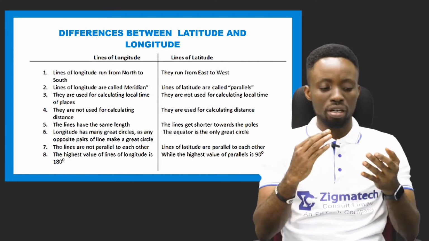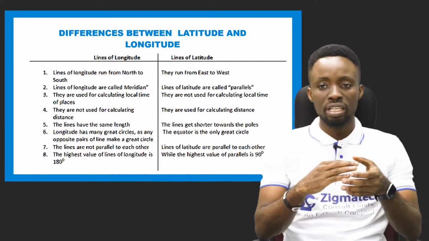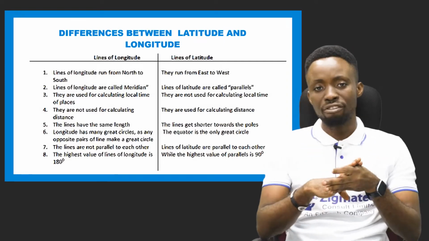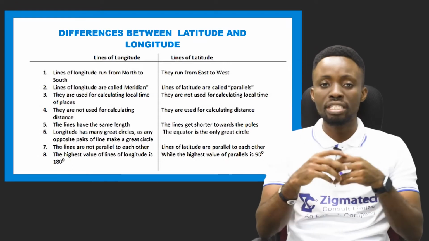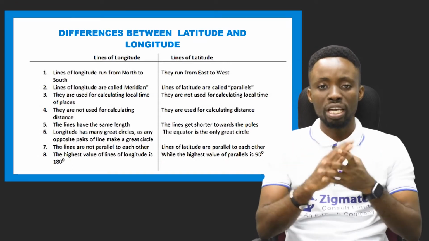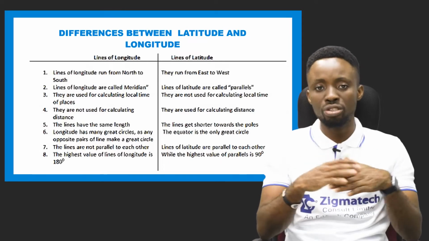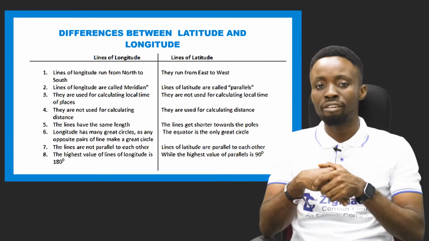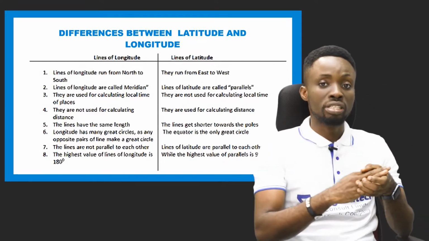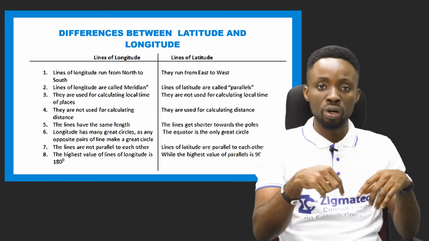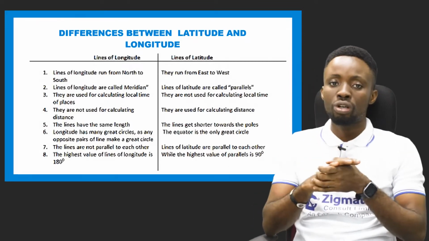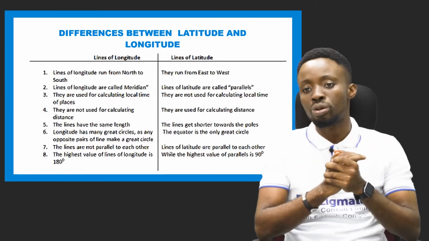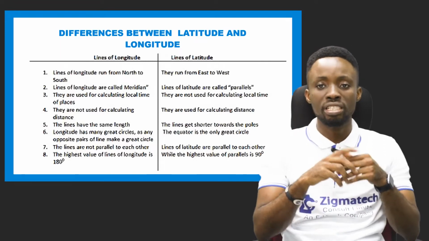So the next difference is that lines of longitude, they have a value of 180 degrees, but the lines of latitude, the highest value you can get is 90 degrees. That means for lines of longitude, we have 180 degrees east and 180 degrees west while you're going around the globe. But for lines of latitude, as you head towards the North Pole or the South Pole, the highest angle or value you can get is 90 degrees.